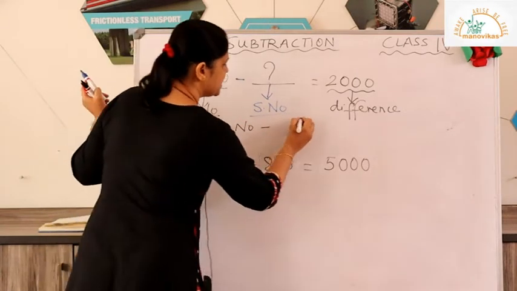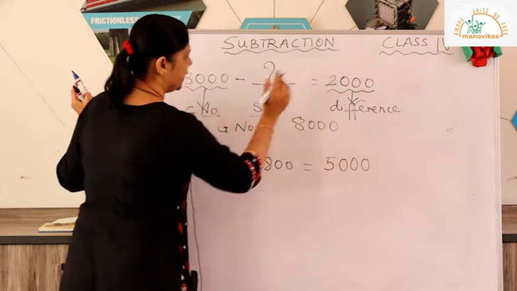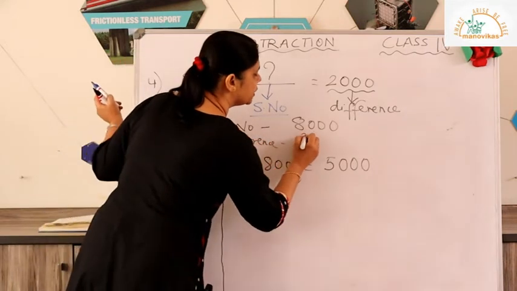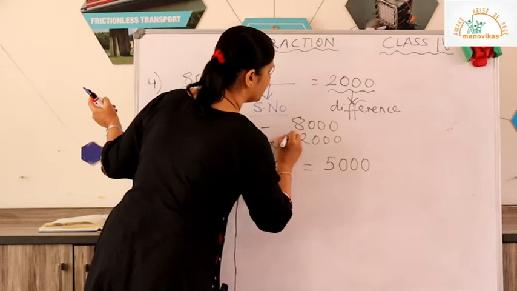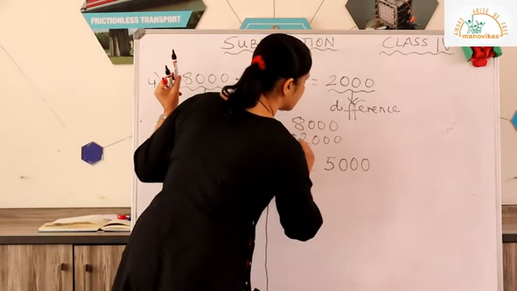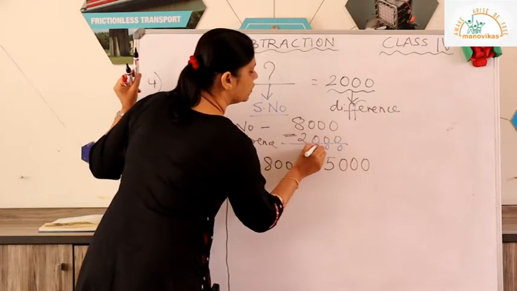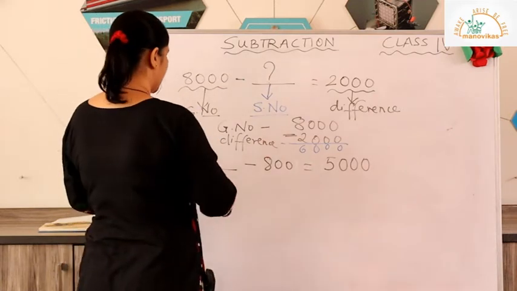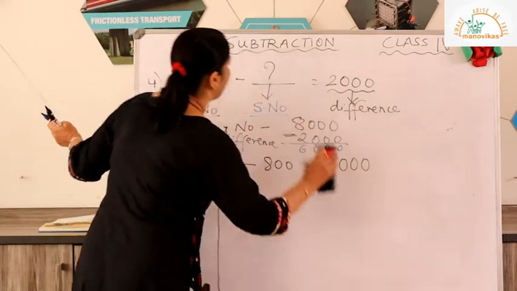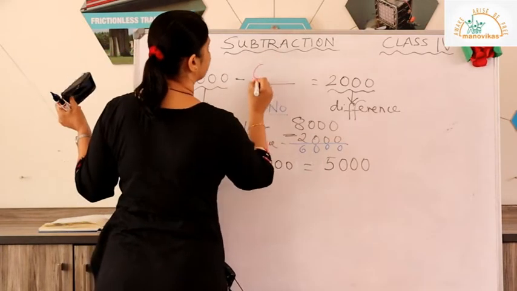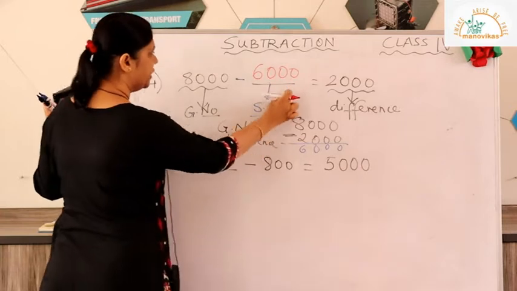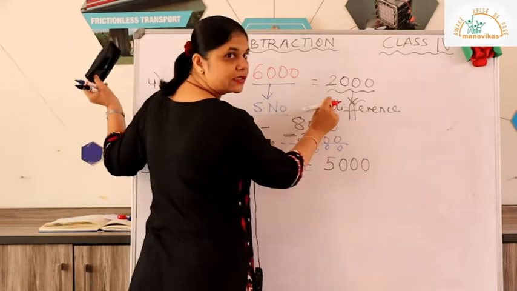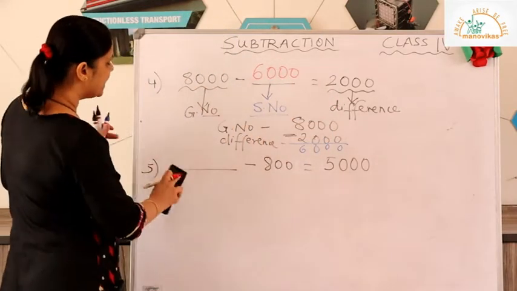The greater number is 8,000, right? Now the difference is how much? That is the answer is how much? 2,000, right? Now we will subtract these two. What will be the answer? 0, 0, 0 and 8 minus 2 is how much? 6, right? So now this number which you had to find out, that is the smaller number, is 6,000. So 6,000 when subtracted from 8,000 will give me 2,000. Is it correct? Yes? Now see the next example.